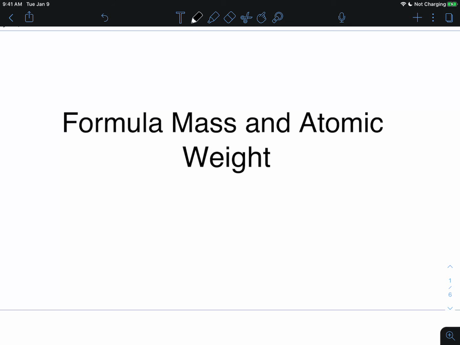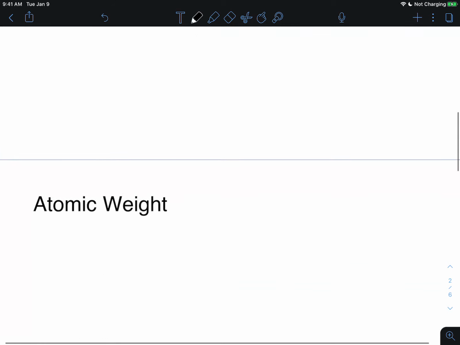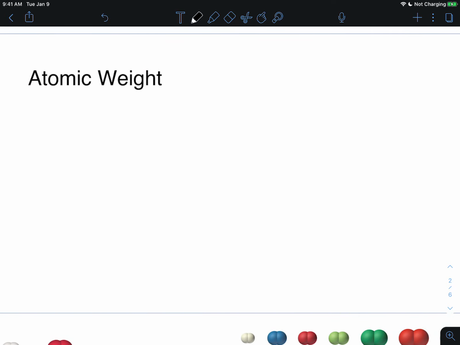Guys, in this video we're going to be talking about formula mass and atomic weight. By the end of this video, you should be able to identify what atomic weight is, and you should be able to find where it is at. You should be able to calculate the molecular mass and formula mass in atomic mass units, and determine the empirical formula from the molecular formula. So let's first look at our atomic weight.